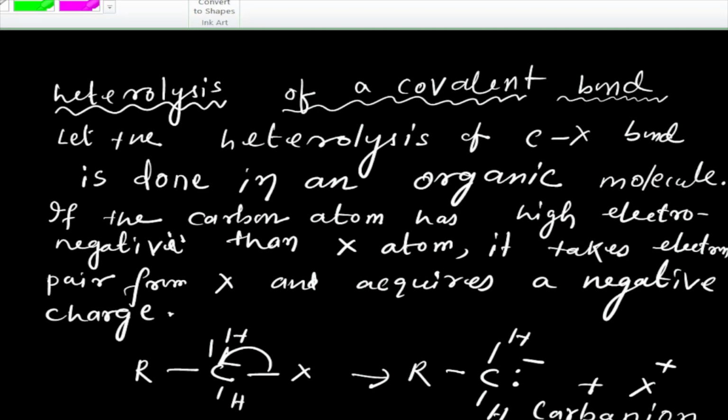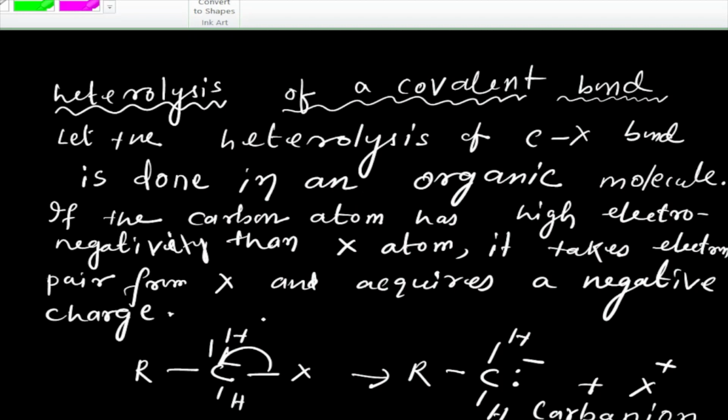then what will happen to the X atom? It takes the electron pair from X and acquires a negative charge because the carbon has higher electronegativity than the X atom. So now see, if the pair of electrons forms the sigma bond with X, and X is less electronegative than carbon, then what happened here? This electron pair moves to this side and the carbon acquires a negative charge with a pair of electrons, and X becomes plus. This carbon, having a negative charge and a pair of electrons, is called a carbanion ion. I hope it is clear.